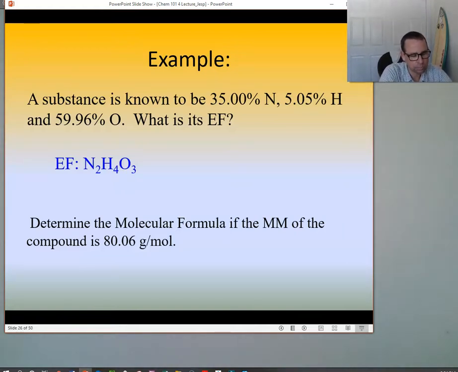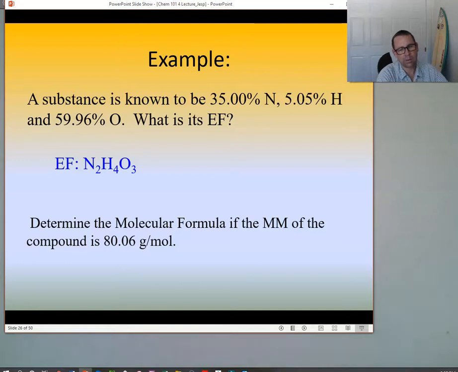Okay, so for nitrogen, that's 14. I know that one. 14 plus 14, twice. And plus 4 for hydrogen's 1, so plus 4. And then oxygen 16 times 3, that's 48? Yeah. So the total is 80.